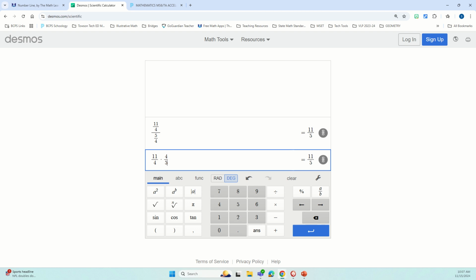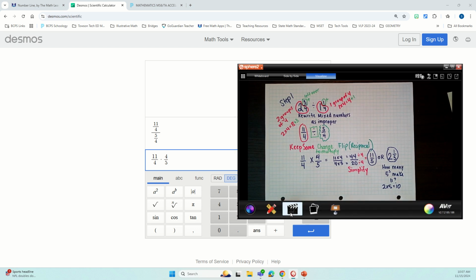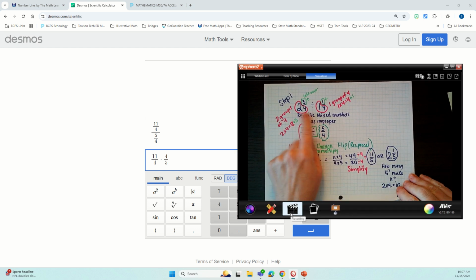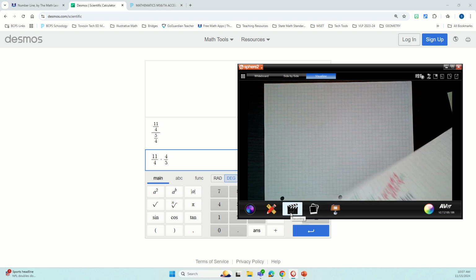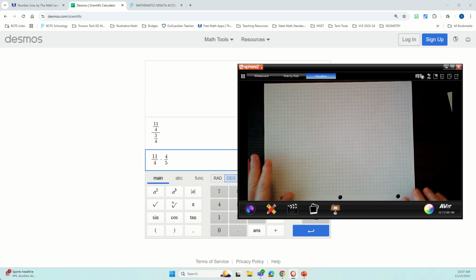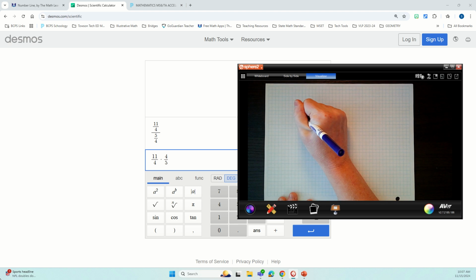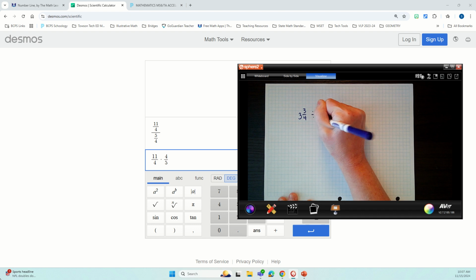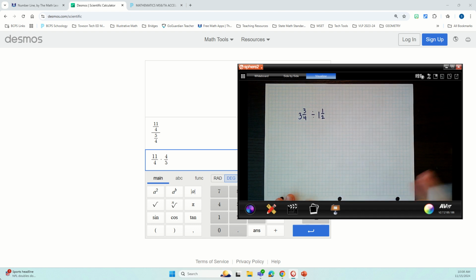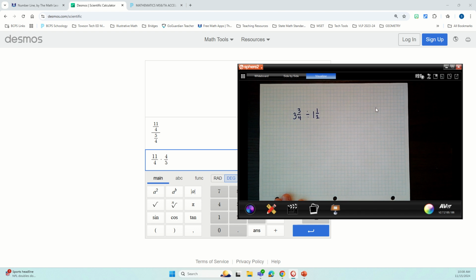All right, we're going to do one more. Let's do one where the denominators are different. That's an important one to do, when the denominators are different. Okay, where's my pen? Excuse me, I have to clear my throat. What if we have 3 3/4, and we want to divide that by 1 1/2. Now this time the denominators are different.